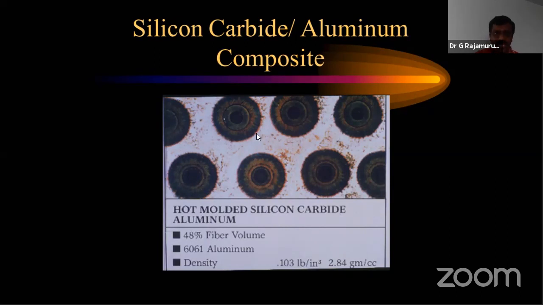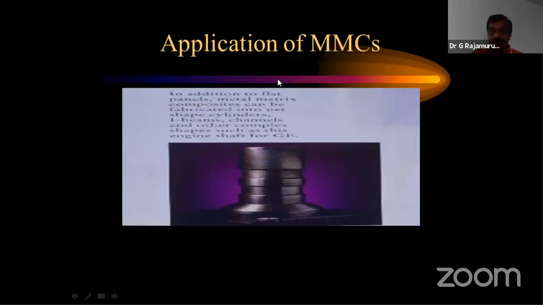Okay. And in this figure, you can see the combination of silicon carbide (SiC) with the aluminum metal matrix. They are adding silicon carbide to the aluminum metal matrix composite, and this is how the hot-molded silicon carbide aluminum looked. Okay, so this is the image of that. And this is the application of the MMC. I think metal matrix composites are used in many industries. I think I also told you in the introduction.